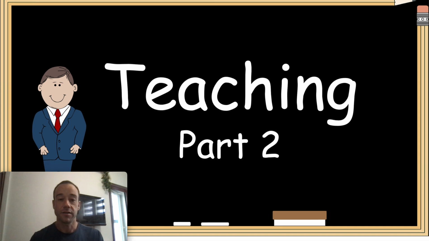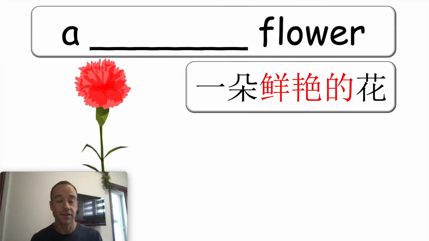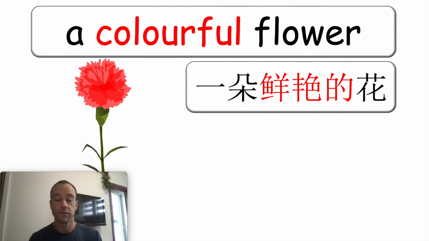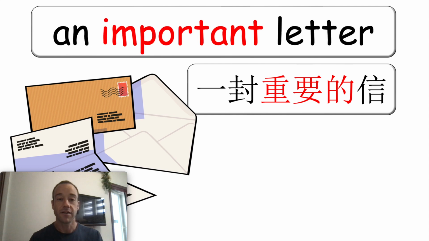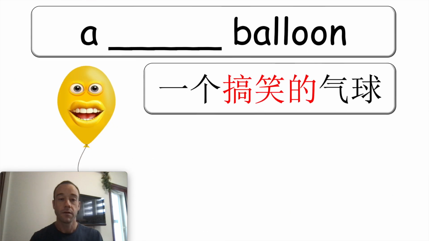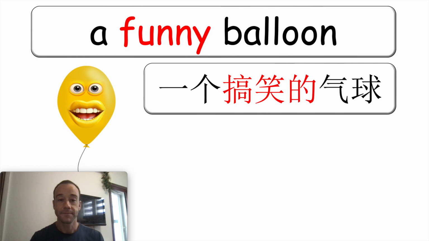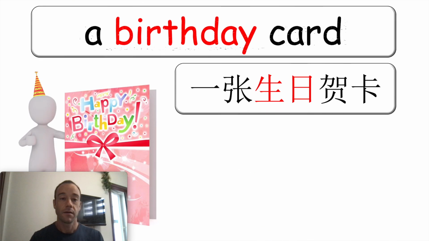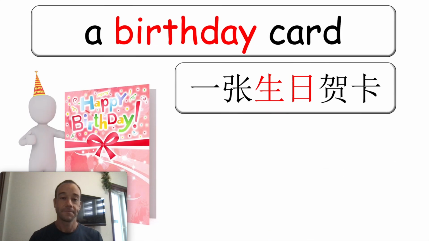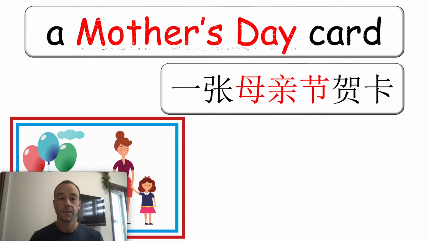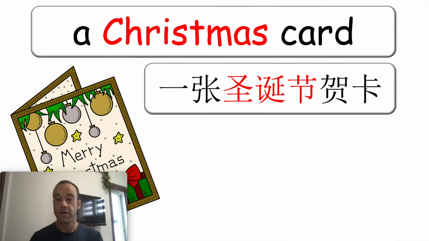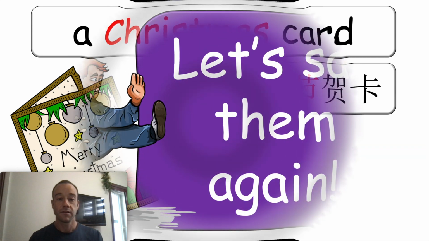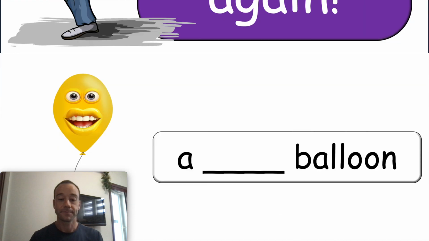All right, teaching part 2. Now we're going to add an adjective to each one of those words. So first one is a colorful flower. Next one is an important letter, a funny balloon, a birthday card, a Mother's Day card, and a Christmas card. All right, let's say them again.